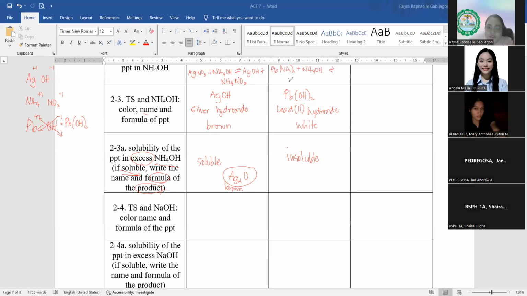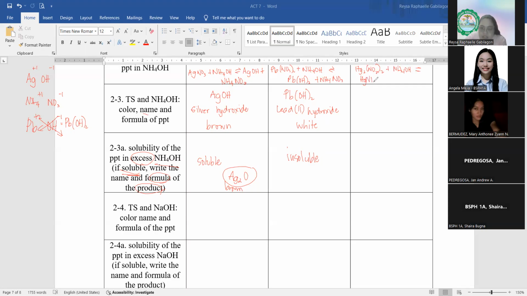NH4OH. This is Pb(OH)2 plus NH4NO3. Ito, it's Hg2(NO3)2 plus the ammonium hydroxide. So you will get here Hg. Actually, hindi ito siya the normal double displacement na reaction, kasi ang product nito is a combination of the two.